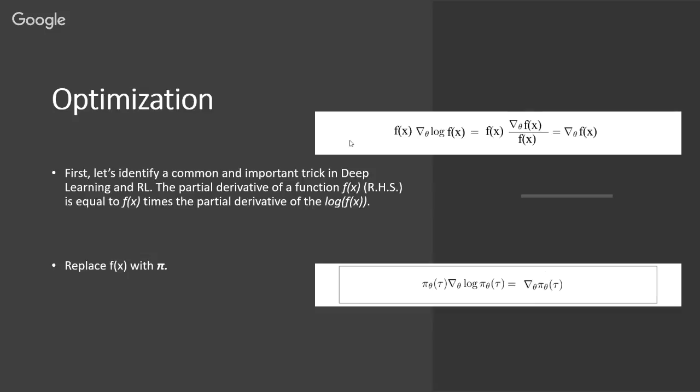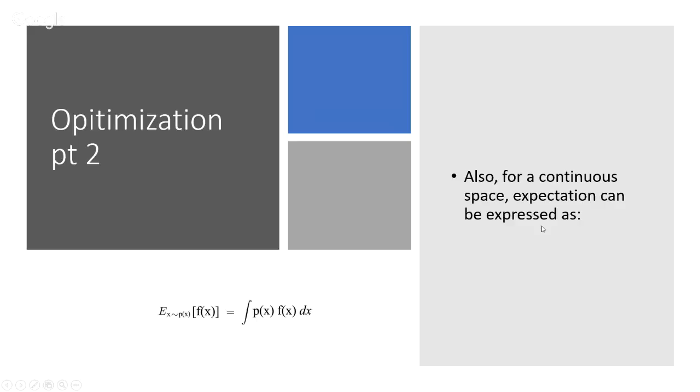Optimization. First, let's identify a common important trick in deep learning and RL. The partial derivative of a function is equal to the function times the partial derivative of the log of the function. So basically we replace f(x) with a policy, then we have that. Also, for continuous space, expectation can be expressed as the following. That's the expected probability function.